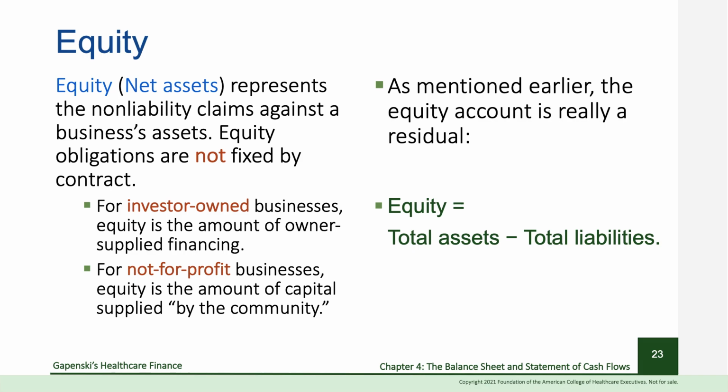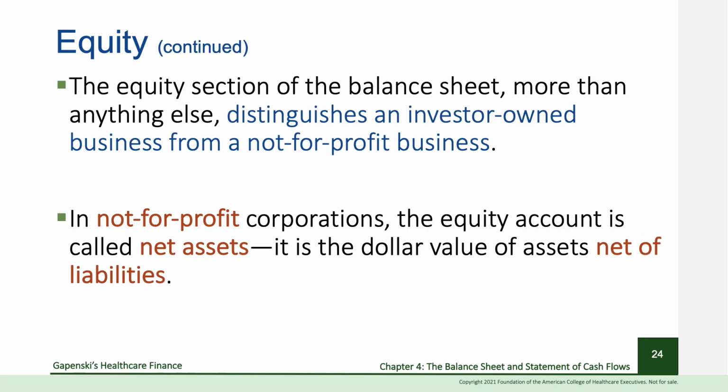So when it is a not-for-profit business, they solicit contributions, endowments and donations, and that is coming from the community. But for the investor-owned businesses, all of that is coming from the stakeholders, the shareholders, right? So as mentioned earlier, the equity account is basically a residual. You subtract your liabilities from your assets, and that gives you the equity account. Net assets present the dollar value of assets remaining after subtracting business liabilities.